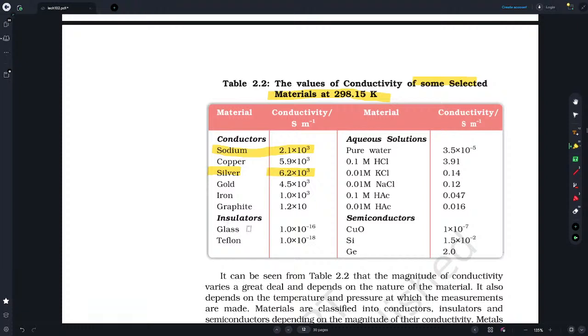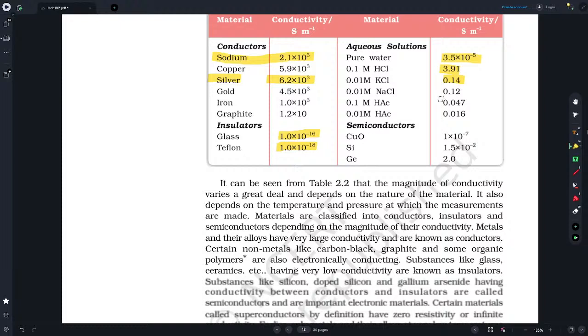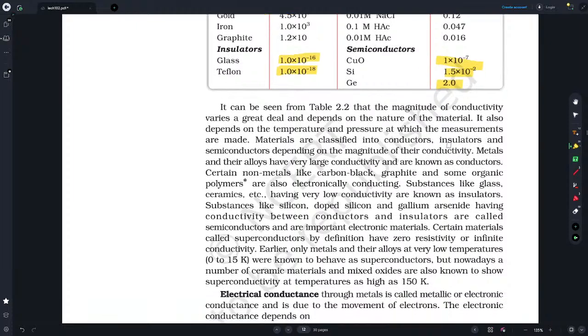As for insulators, we see that glass has a 10 power minus 16 conductivity, whereas Teflon has 10 power minus 18. For aqueous solutions, pure water has a really low conductivity, whereas a 0.1 molar HCl solution has a conductivity of approximately 4, and a 0.01 molar KCl has approximately 0.14. Semiconductors: cupric oxide has 1 into 10 power minus 7, silicon is in the 10 power minus 2 range, and germanium has 2 Siemens per meter.